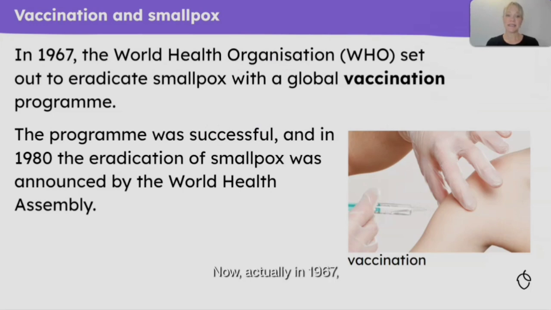Now, actually, in 1967, the World Health Organization, or WHO, set out to try to eradicate the smallpox disease completely across the whole globe. And they did that through a really, really successful vaccination program. And actually, by 1980, the World Health Organization announced that they had completely eradicated smallpox, which obviously for such a deadly disease, and also one that would leave such awful scarring and possible blindness, was a real success.